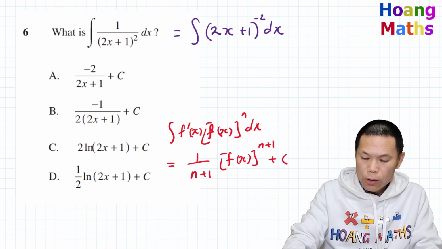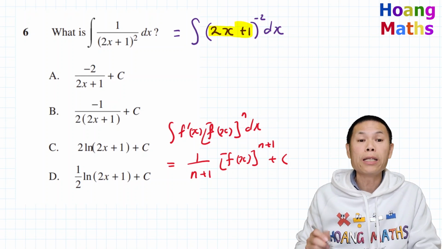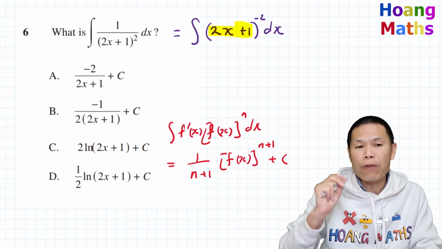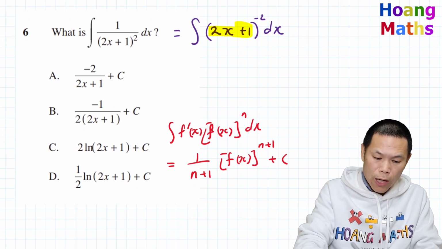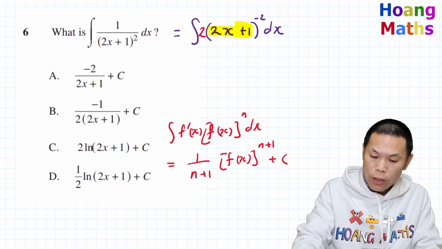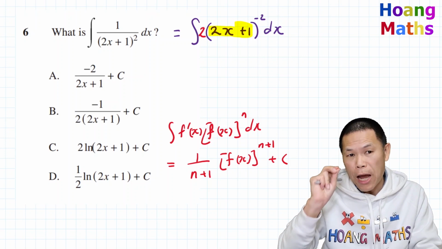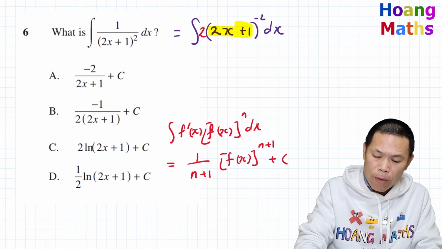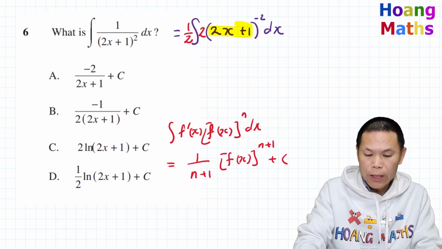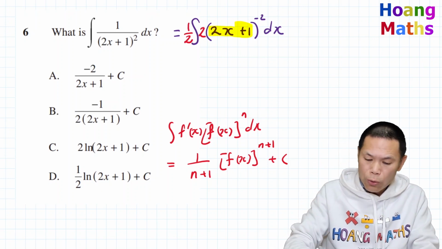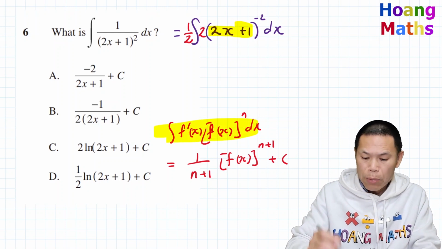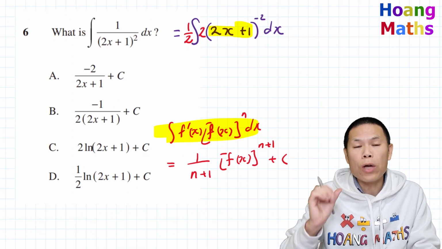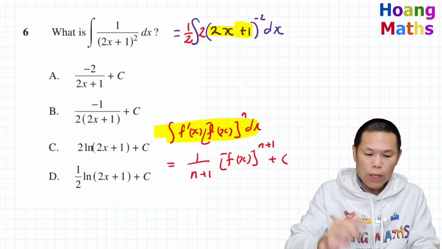If we differentiate 2x plus 1, it gives us 2. To make it f dash x times f of x to the power of n, I times this by 2. Because I times by 2, I need to divide by 2, or times a half, in front here. So this equals this form here, because f dash x is 2 and f of x is equal to 2x plus 1.